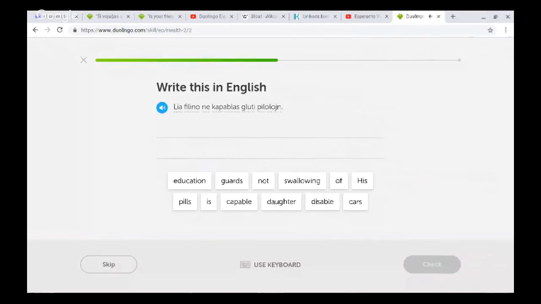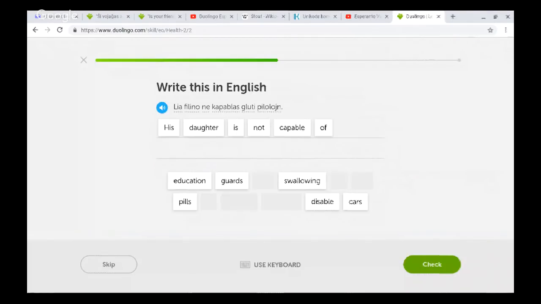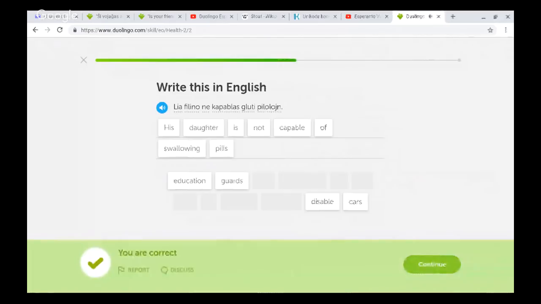Lia filino ne kapablas gluti pilolojn. Lia filino, his daughter, ne kapablas, is not able to, is not capable of, there we go, gluti pilolojn, swallowing pills. What? Oh, swallow. Oh, I didn't see the word swallowing there. Excellent.